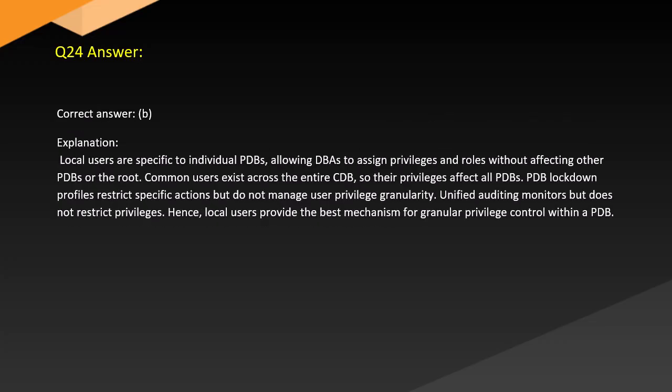Answer. Correct answer, B. Explanation. Local users are specific to individual PDBs, allowing DBAs to assign privileges and roles without affecting other PDBs or the root. Common users exist across the entire CDB, so their privileges affect all PDBs. Lockdown profiles restrict specific actions but do not manage user privilege granularity. Unified auditing monitors but does not restrict privileges. Hence, local users provide the best mechanism for granular privilege control within a PDB.